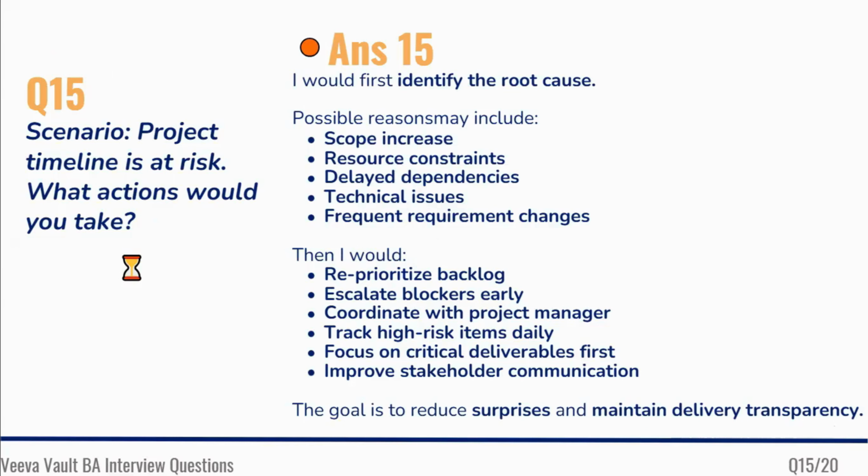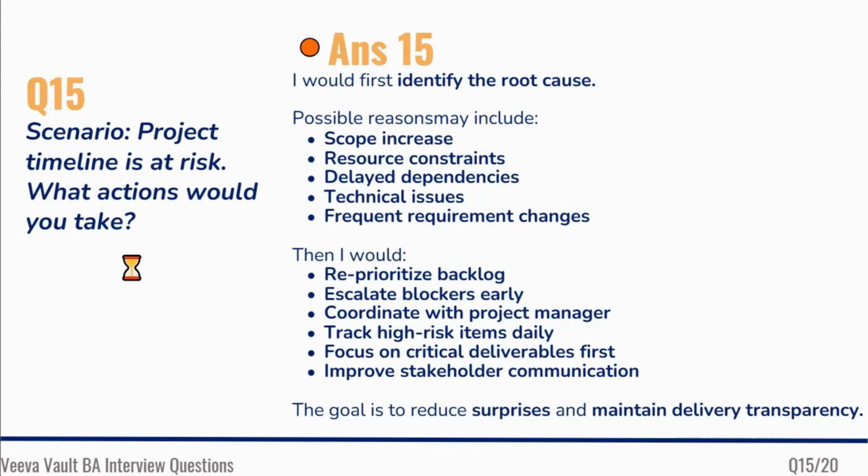Now, the next question is question number 15. The project timeline is at risk. What action would you take? The possible reasons may include scope increase, resource constraints, delayed dependencies, technical issues, and frequent requirement changes. These are all valid reasons. Then as a BA, you should reprioritize the backlog, escalate the blockers early, coordinate with the project manager, track high-risk items daily, focus on critical deliverables first, and improve stakeholder communication.